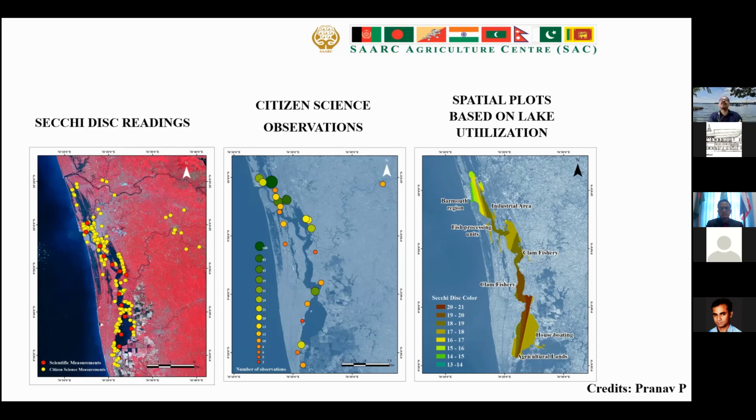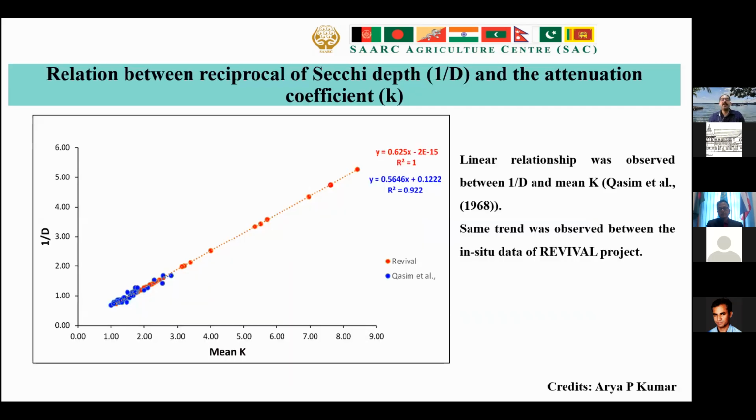So based on the color they have given, we have plotted the map and indicated the color of the water in the Vembanad Lake. So the color of the Vembanad Lake, based on the citizen scientist input, is approximately like this. Now we developed a relation with the Secchi depth which was given, and we wanted to see how well we can relate that to the turbidity of the water.